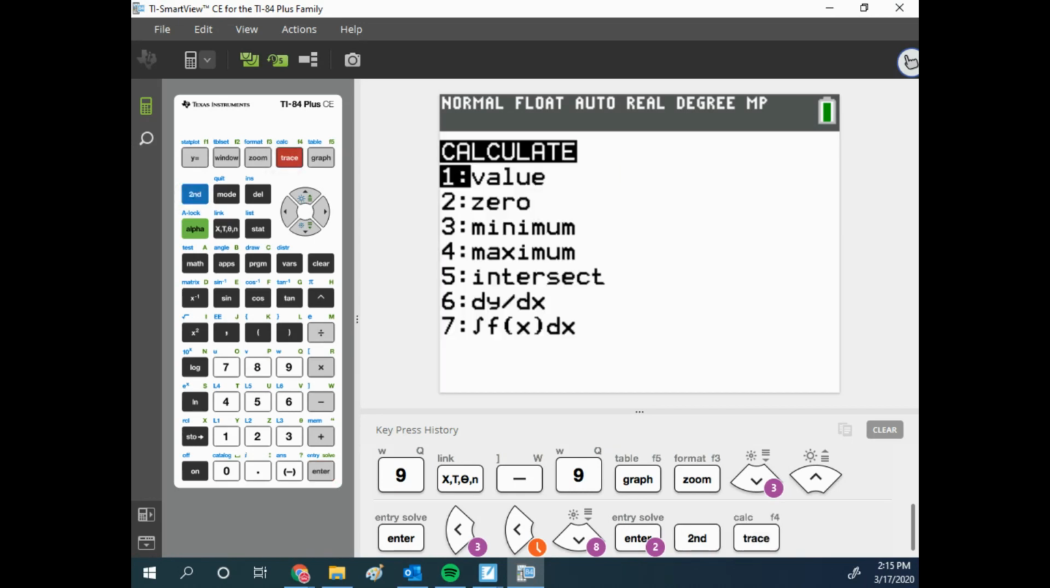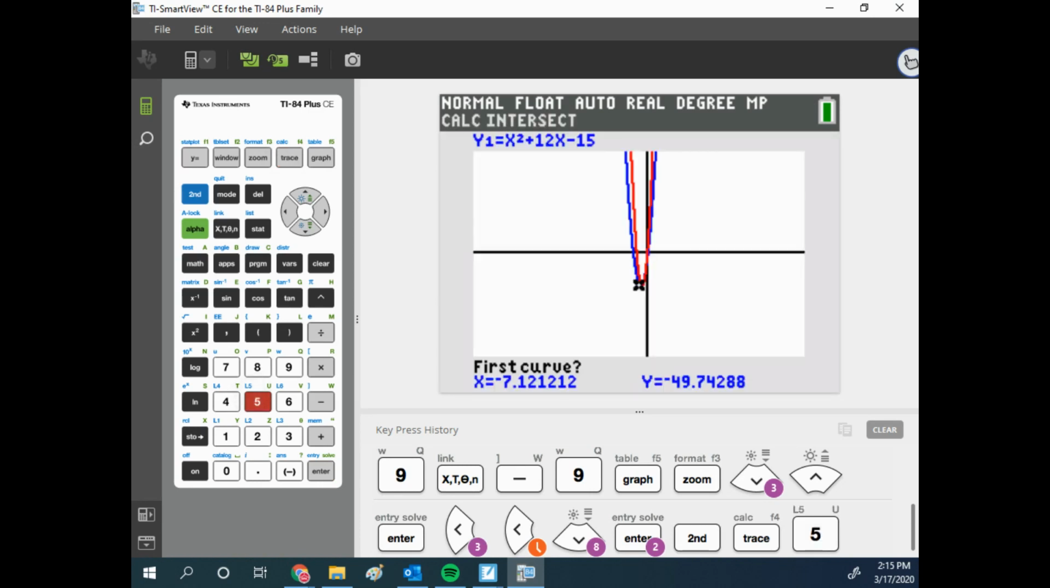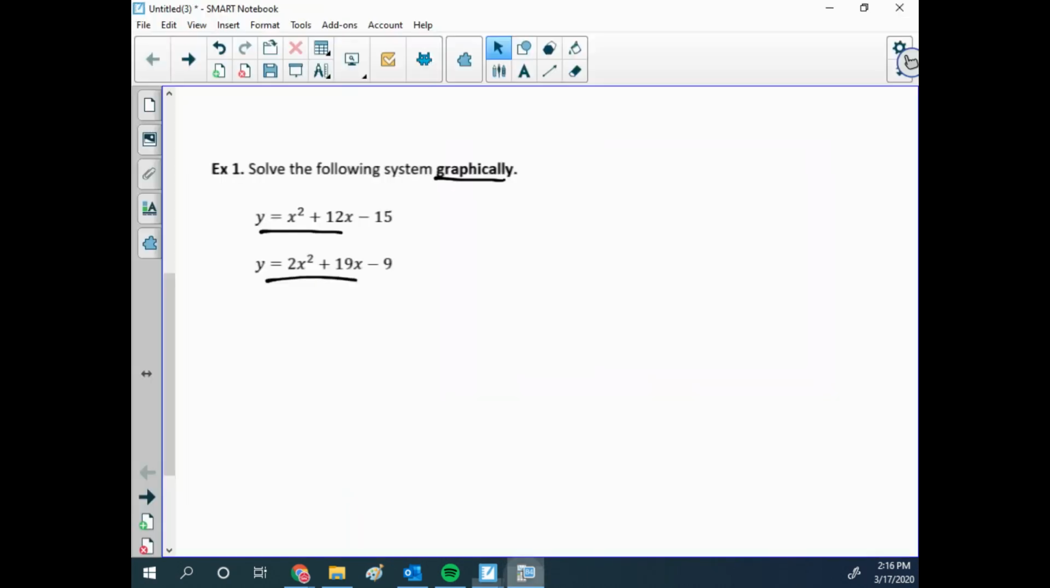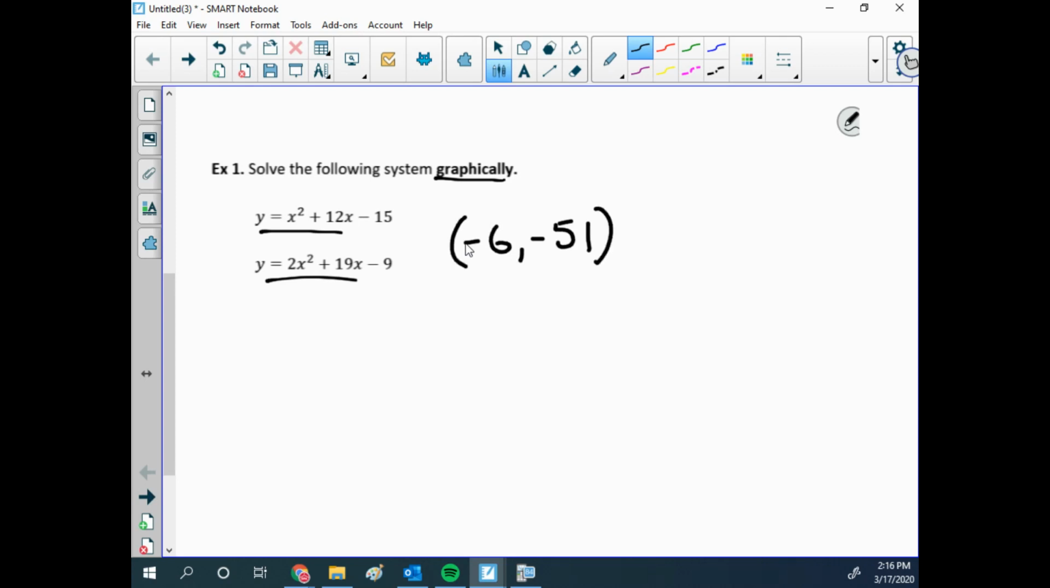So I can use second trace to find the intersect. First curve, enter, second curve, enter, guess, enter. There's one intersect at (-6, -51). So I'm going to write that down: (-6, -51) is one.